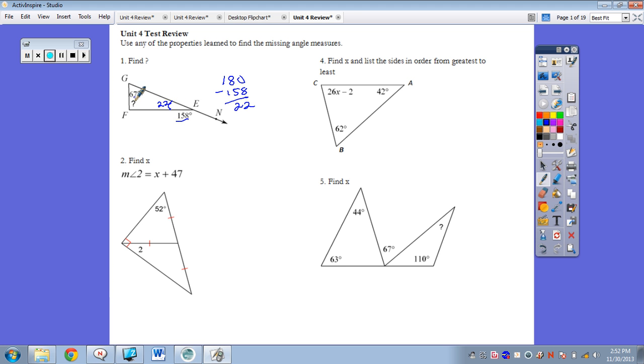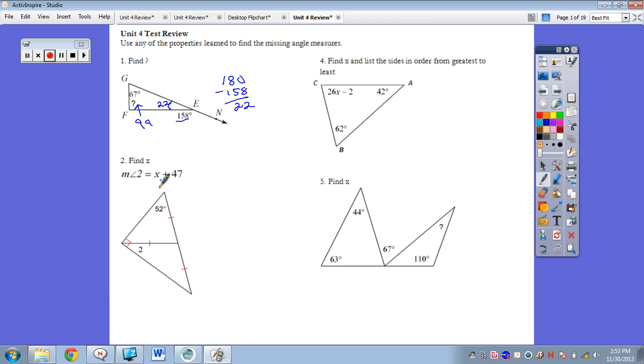Then in order to find the question mark over here, you know that a whole triangle is 180 degrees in all the angles combined. So 180 take away 67 take away 22 is left with 99 degrees. So we know that angle GFE is 99 degrees.